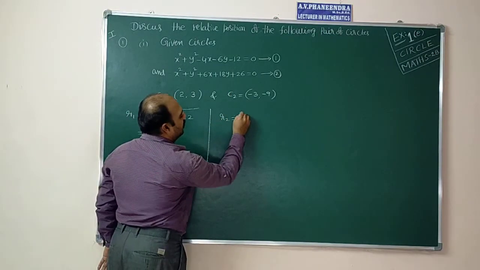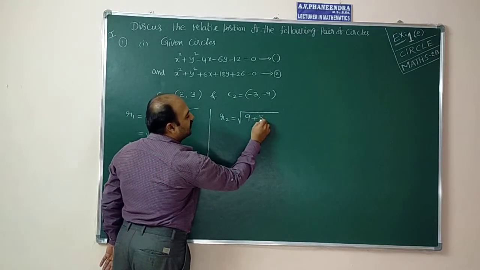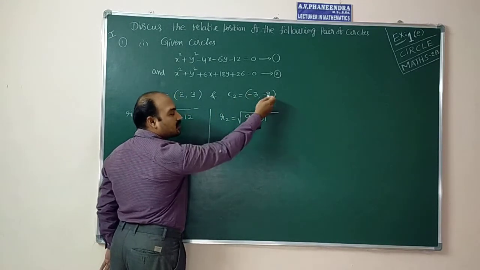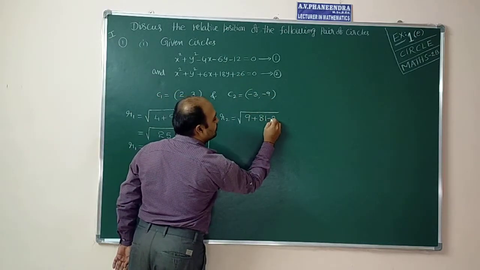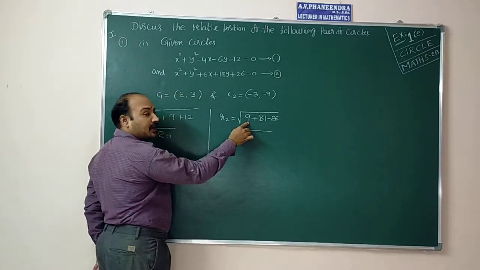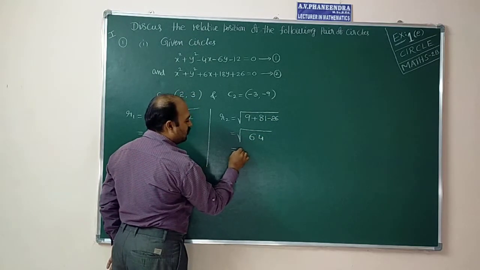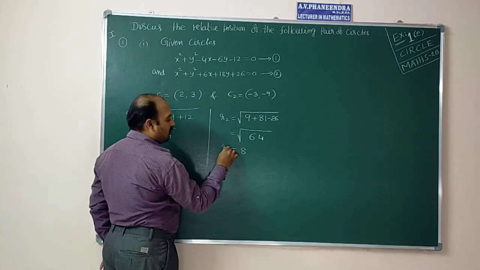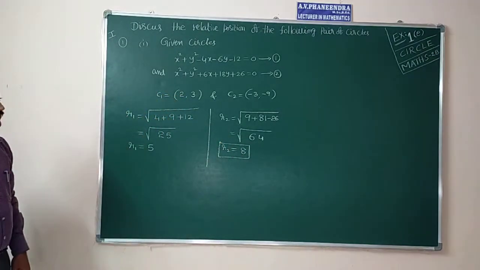Now come to the second circle radius. R2 is equal to square root of g square plus f square minus c, so minus 3 whole square plus minus 9 whole square minus 26, which is equal to square root of 81 plus 9, 90, 90 minus 26 is 64. Root 64 is equal to 8. That is R2, the radius of the second circle.